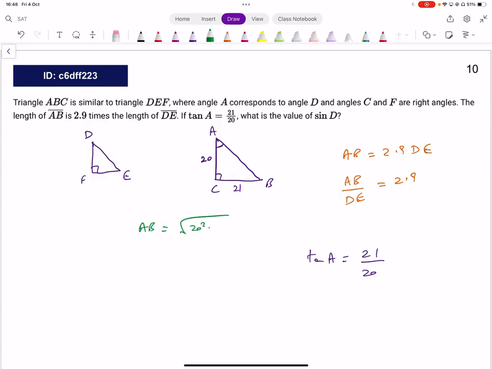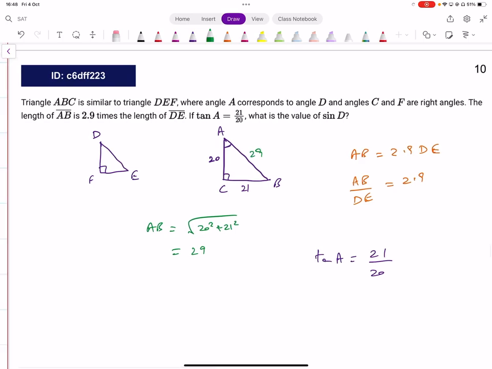Square root of 20 squared plus 21 squared, which is 400 plus 441, 841. Square root of that, yes, I have 29. It's all right. I was thinking of something else. 20 squared plus 21 squared, square root of that is 29. So this side is 29, so that's the ratio.